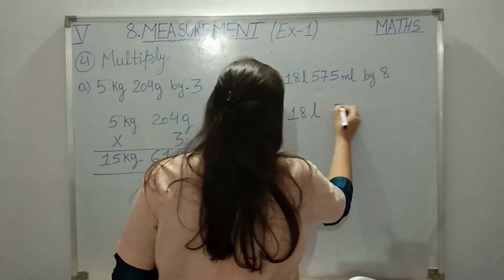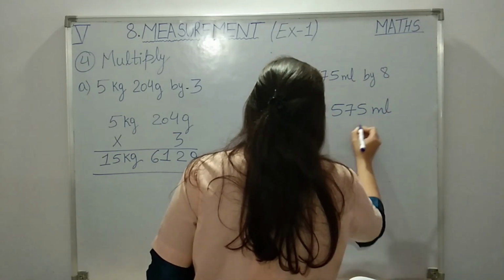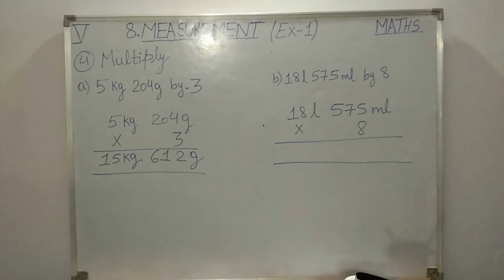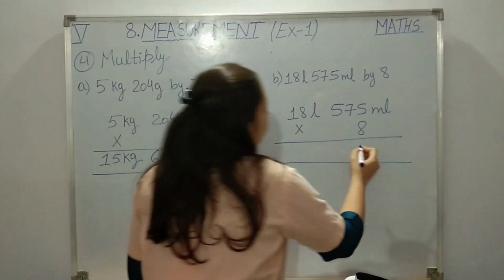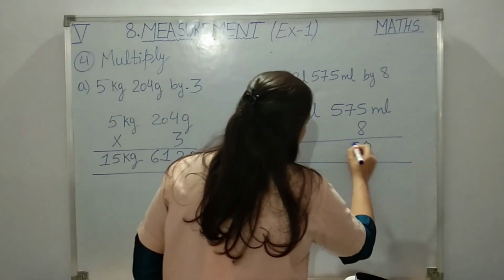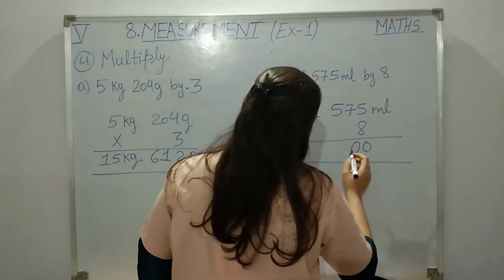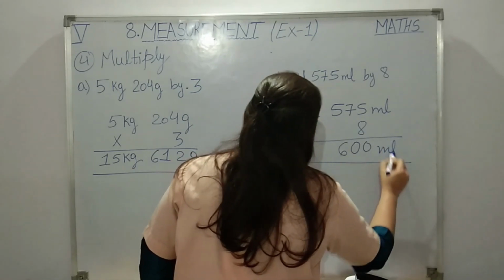18 liters 575 milliliters into 8. Okay students, so let us multiply this also now. 8 5s are 40, 4 carry over, 8 7s are 56, 56 plus 4 is 60, 6 carry over, then 8 5s are 40, 40 plus 6 is 46. Okay, then don't forget to put milliliters.